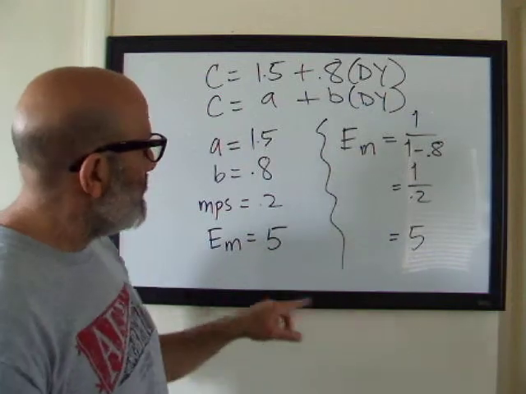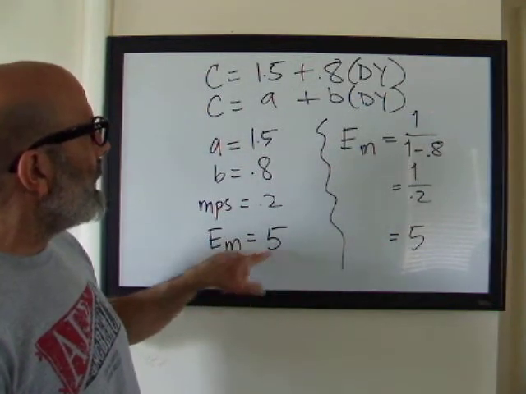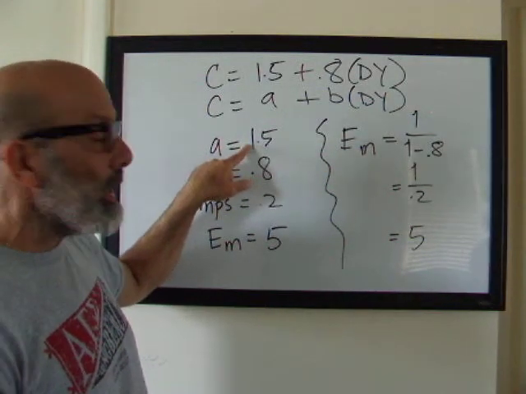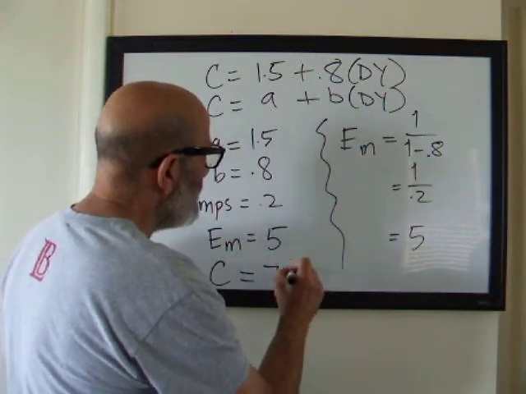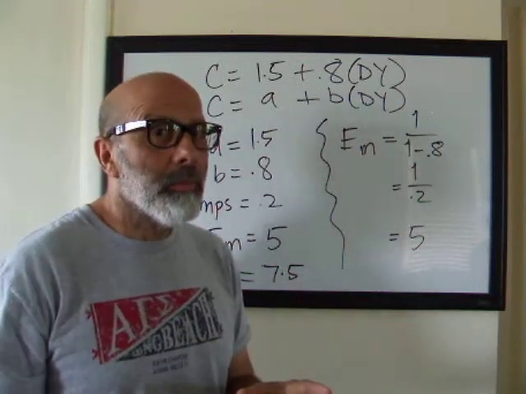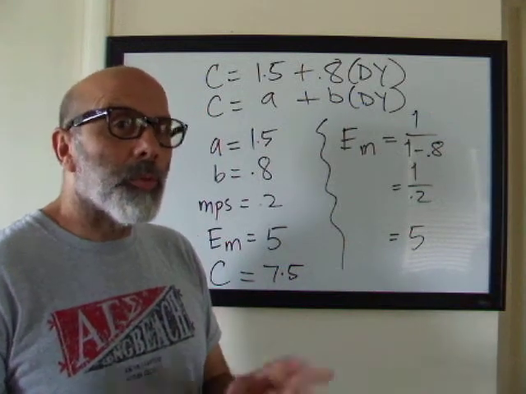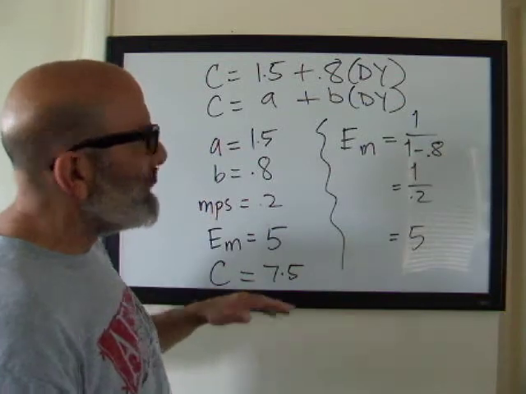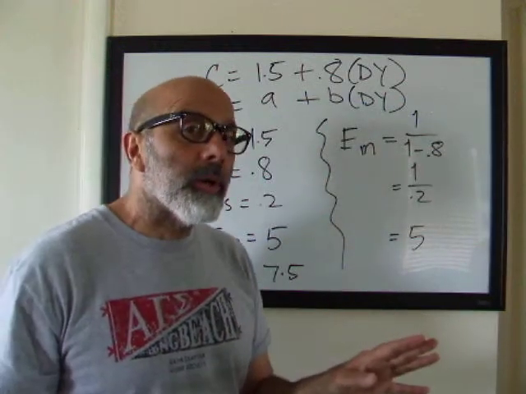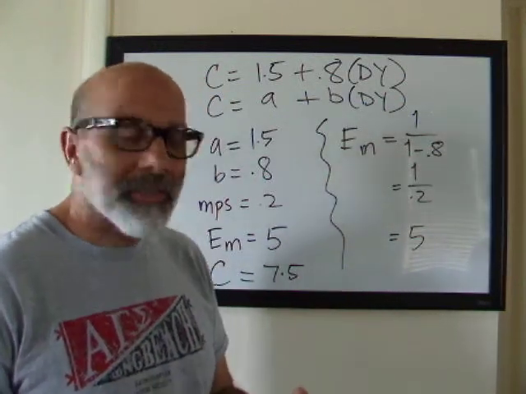Hey guys, if you take your 5 times multiplier times your expenditures of 1.5, you're going to get a consumption of 7.5. Try it at home. 5 times 1.5 is 7.5. So this is another way of solving this problem where you don't use any algebra at all. You just use economics.